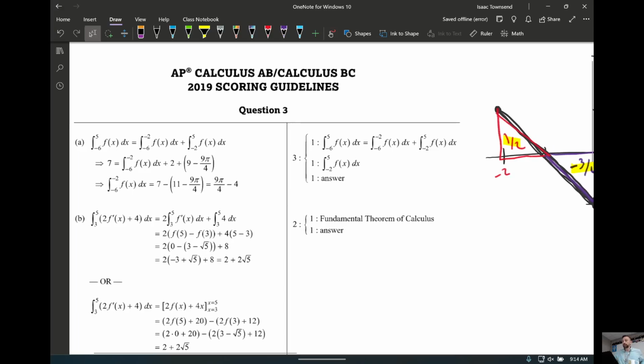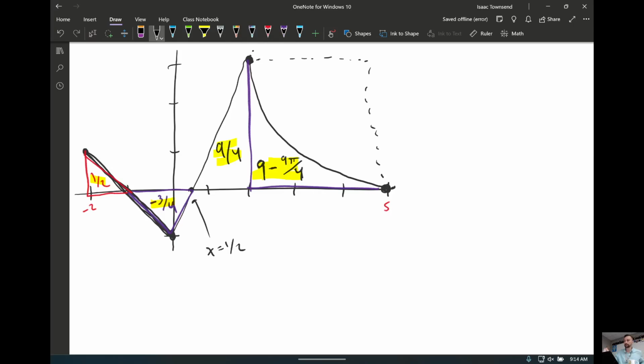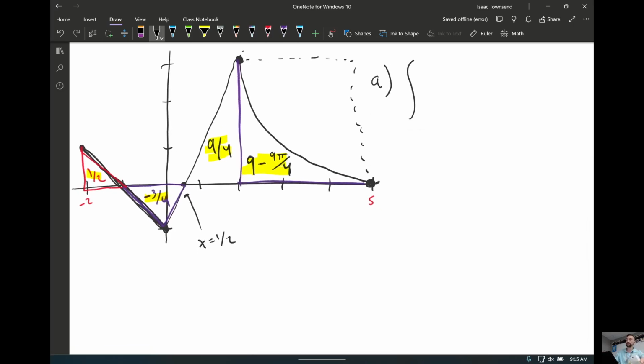So part A asks us to find... you have to remind me, I don't have it on here. Integrate this function from what to what? Negative 6 to 5. -6 to 5.